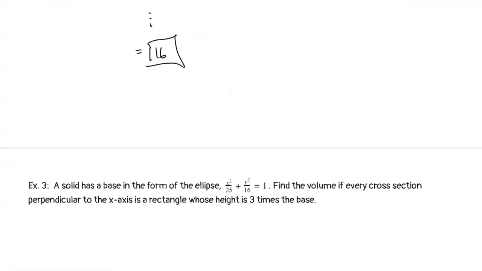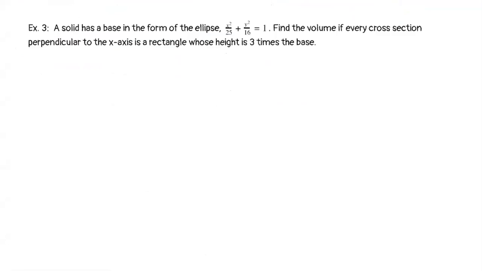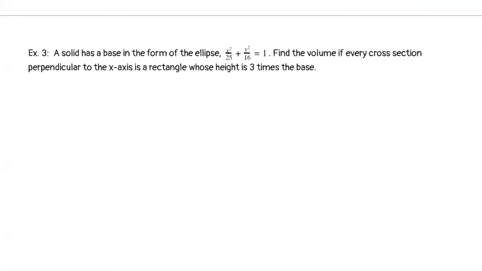All right, it's better. All right, so example 3, okay? This solid has a base in the form of an ellipse. An ellipse that is x squared over 25 plus y squared over 16 equals 1. The question says, find the volume if every cross-section perpendicular to the x-axis is a rectangle whose height is 3 times the base.